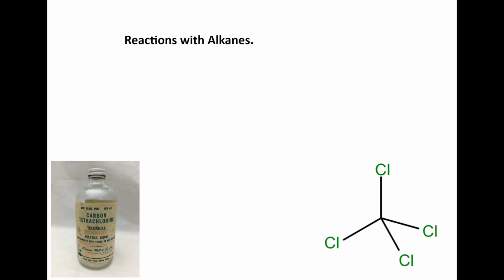This is carbon tetrachloride. This particular compound is an example of a methane molecule that has had all of its hydrogens replaced with chlorines. And we're going to talk about how we can make that type of reaction happen.